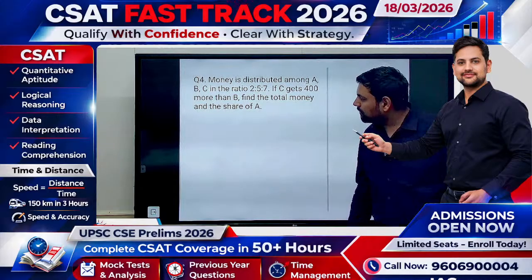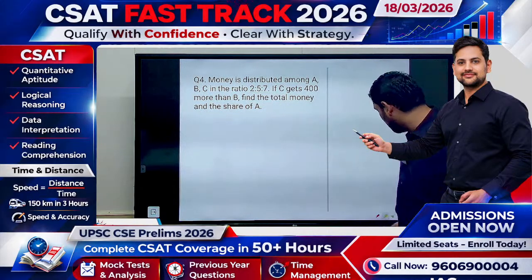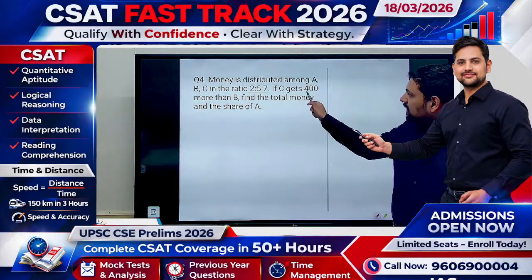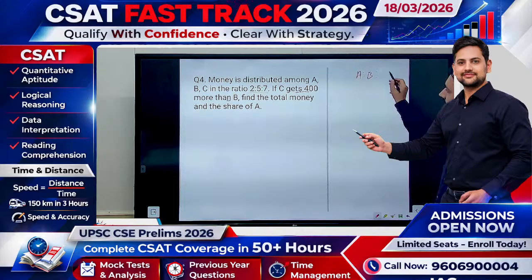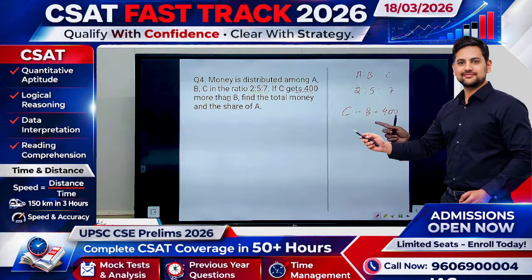Money is distributed among A, B, C in ratio 2:5:7. Now, C gets 400 more than B. So now this ratio is given to you. A, B, C is 2:5:7. It says C gets 400 more than B. That means C minus B is equal to 400. Here you are able to form a linear equation. So C is 400 greater than B. So C minus B is equal to 400.